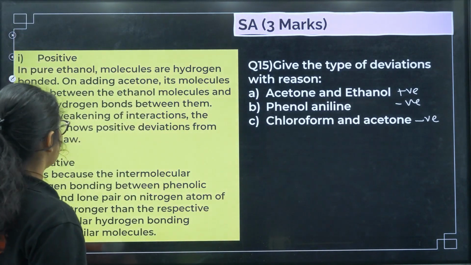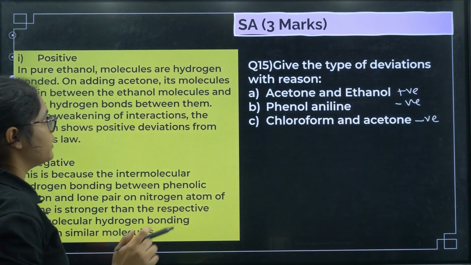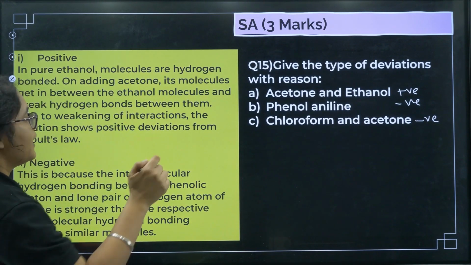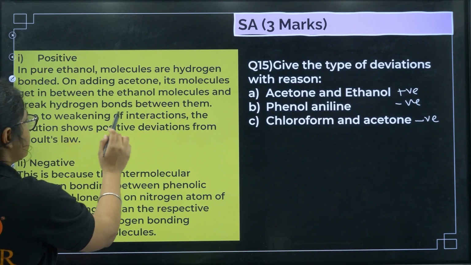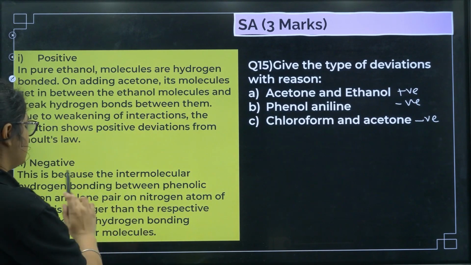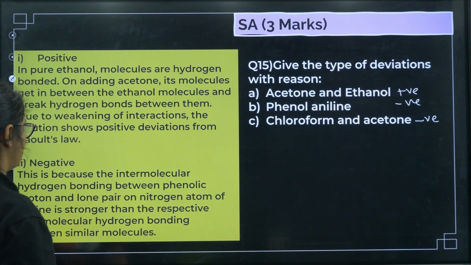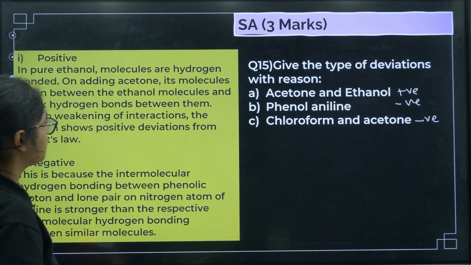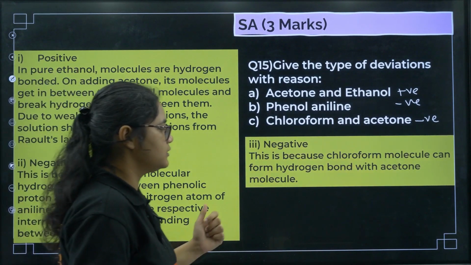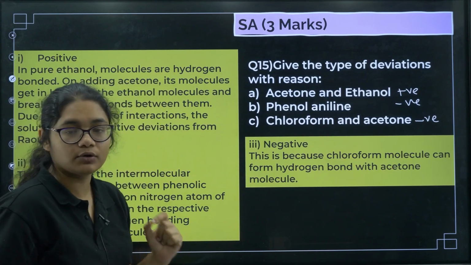Okay, so you can see here in positive, why? Because in pure ethanol molecules are hydrogen bonded, but when you add acetone to it, the hydrogen bonds between the ethanol molecules break. Okay, next we have negative deviation. So this is because the intermolecular hydrogen bonding between the phenolic proton and the lone pair of nitrogen is stronger. Okay, you can see a strong hydrogen bonding there. And then chloroform and acetone, this is because chloroform molecule can form hydrogen bond with acetone molecule.